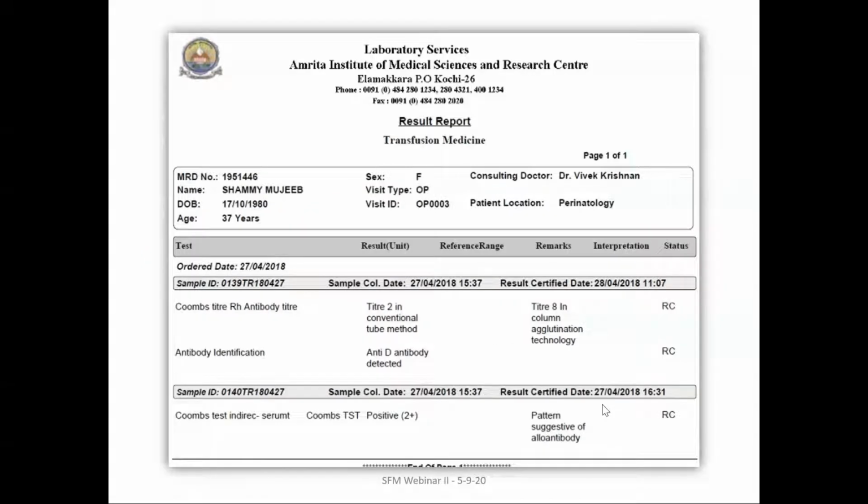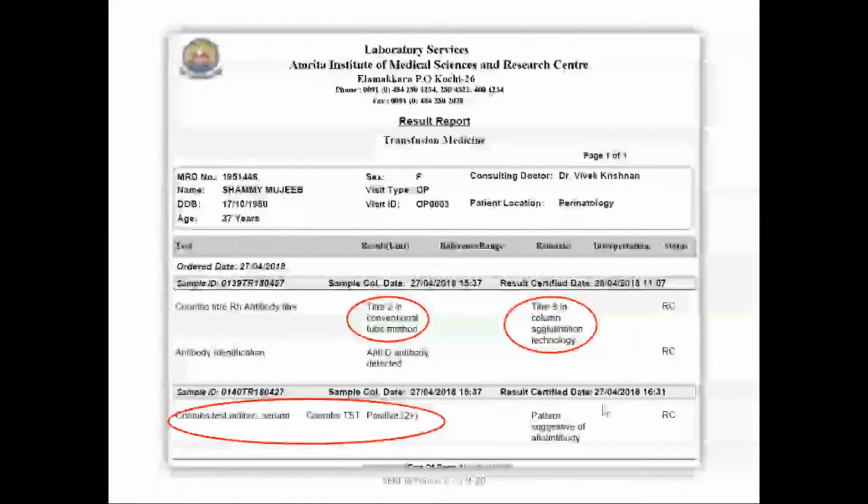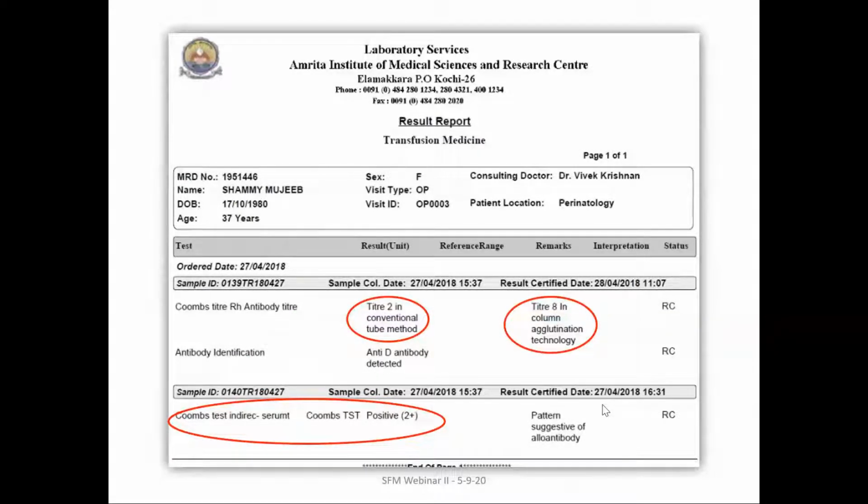So this is how one of our sample reports would look. We first do the Coombs test, the indirect Coombs test. This lady has tested positive for the ICT, which, as you can see there, is suggestive of the presence of alloantibodies in her bloodstream. Once we know that she is positive for the ICT, the next thing to do is to look at titers by the conventional tube method as also by the gel method. Here it was 1 in 2 by the tube method, and as expected, it was higher, 1 in 8, by the gel or the column agglutination technology.